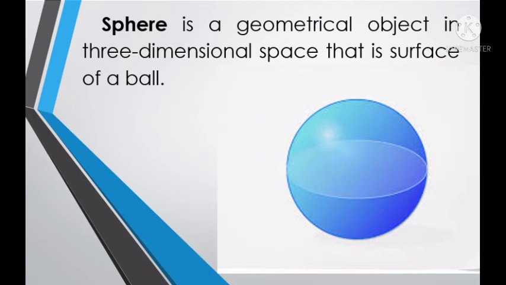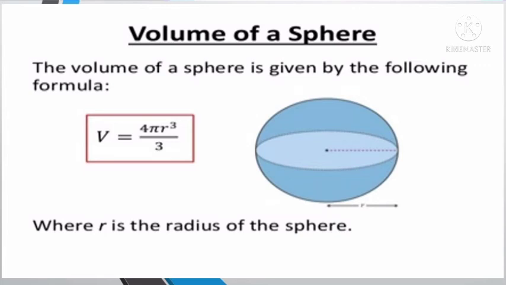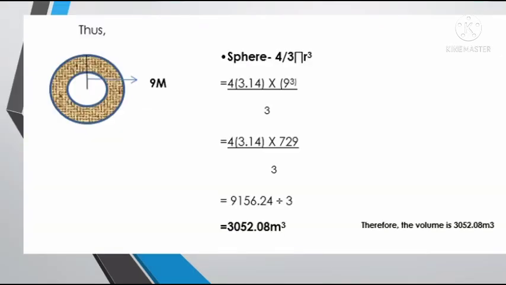Now let's go on to another solid figure, which is the sphere. A sphere is a geometrical object in three-dimensional space that is the surface of a ball. The formula in finding the volume of a sphere is V equals 4 pi r cubed divided by 3, where r is the radius of the sphere. So you have to follow the formula 4/3 times pi r cubed, or 4 times pi r cubed divided by 3.